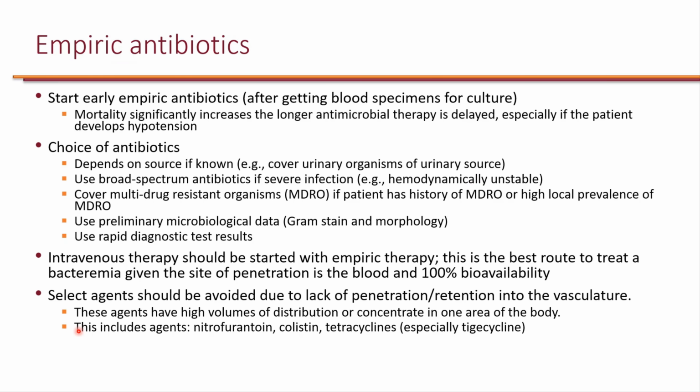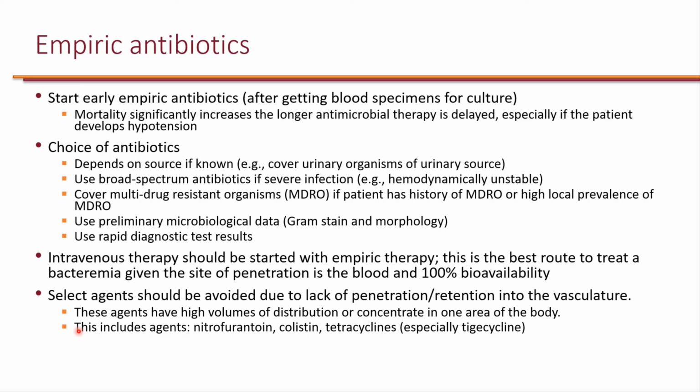Now, for the empiric treatment of bacteremia, it is important to start treatment early in order to decrease the rate of mortality. The choice of antibiotics really depends on the source, if known, and also on the history of the patient. For example, if the patient has a history of multi-drug resistant organisms, then broader antibiotics are needed empirically. And of course, tools such as gram stain as well as rapid diagnostic tests are available to optimize the empiric therapy as soon as possible.